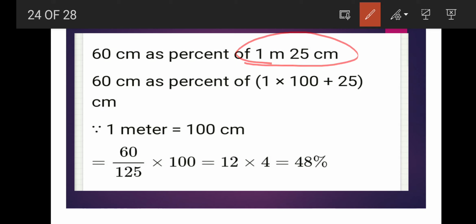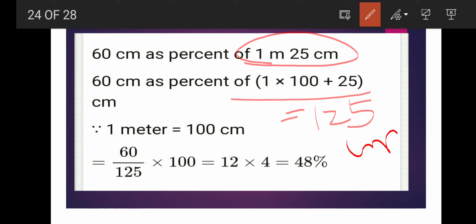Now the next is 60 centimeter as a percent of 1 meter 25 centimeter. This is important here. How to convert this 1 meter 25 centimeter? I have done it here. 1 meter means 100 centimeter. So 100 plus 25 will be equal to 125 centimeter. Clear?